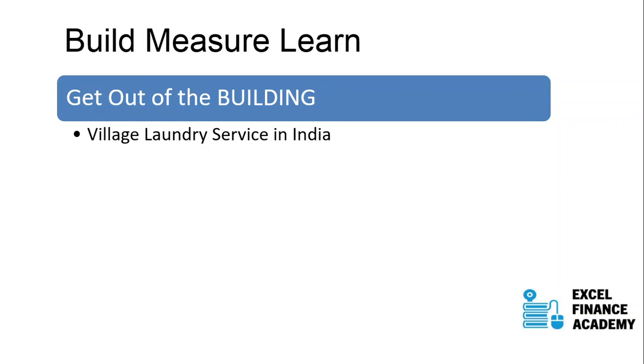The hypothesis was that customers may want to use the service. To test it, they built a small prototype and transported the machine on a pickup truck so that they could bring it everywhere. But they did not wash the laundry in the truck. They collected the clothes, went back to their off-site factory, washed the clothes, and then delivered them back to the houses where they were collected from.